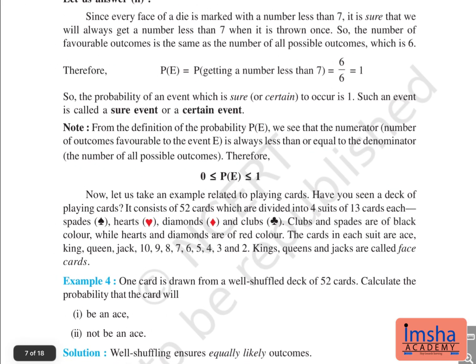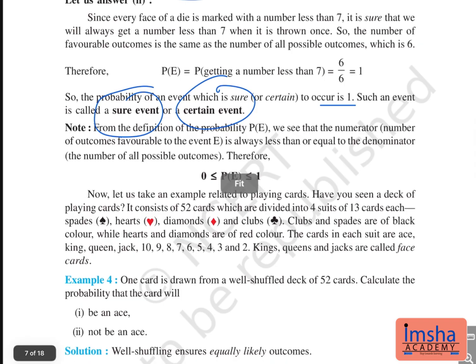See here, the probability of an event which is sure to occur is 1. Such an event is called a sure event or certain event. Events such as getting a 6 on a die. On a die, we will get the digit 6, right? So that event can happen. Such events are called certain or sure events.